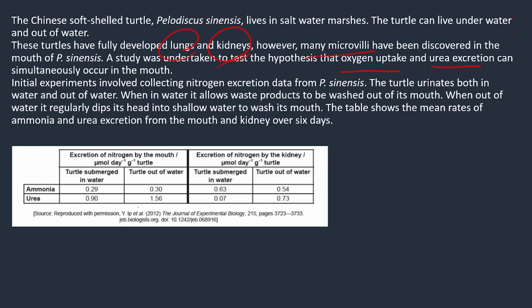Now, for ammonia, there isn't a significant difference between the excretion of ammonia by the mouth in turtles in water versus those out of water. But when you look at the excretion of ammonia by the kidney, for turtles in water versus out of water, you can see a decrease in the amount of ammonia excreted. For urea, a different pattern is shown for both cases, be it for mouth or kidney. You'll notice that the amount of urea excreted actually goes up.